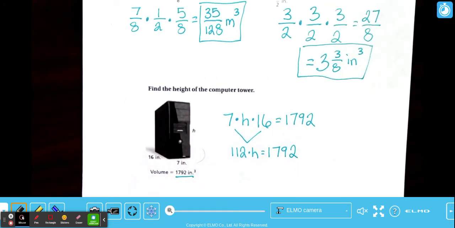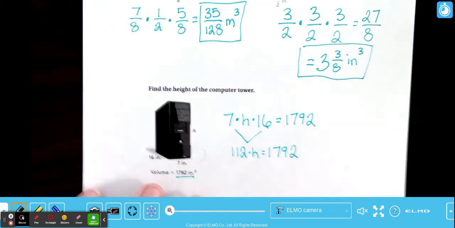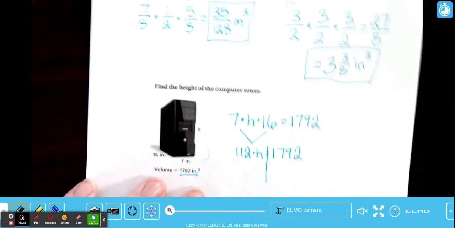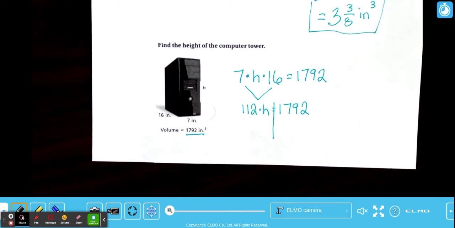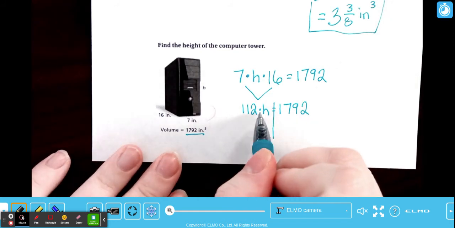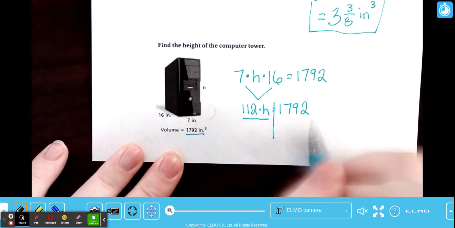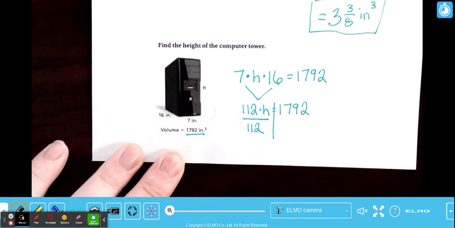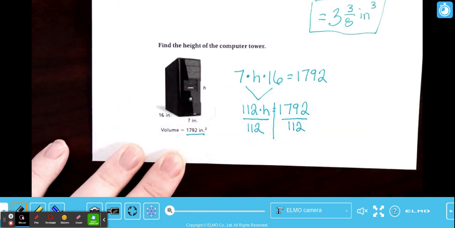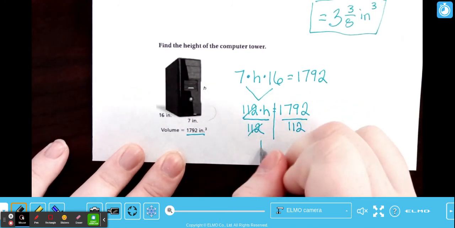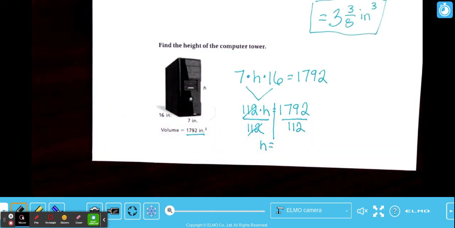Okay, so I want to get h by itself. What do I do to get h by itself? Divide. So the first thing I'm going to do is draw this line. We're going to draw the line to remind myself that if I do something to one side of the equation, I also have to do it to the other side of the equation. So to get rid of times 112, I'm going to do the opposite, which is divide by 112. And if I divide that side by 112, I also have to divide this side by 112. Those two cancel, and I'm left with h equals 1,792 divided by 112.